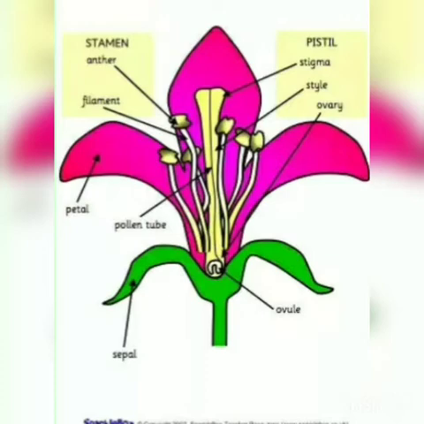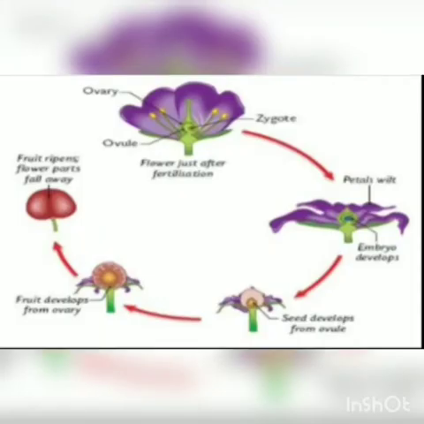Do you know, children, how the flower develops into fruit? Yes, because of the process called fertilization. What is meant by fertilization? The fusion of the male gamete with the female gamete is called fertilization. It forms a zygote. Here the male gamete is the pollen grain, and the female gamete is the ovule.